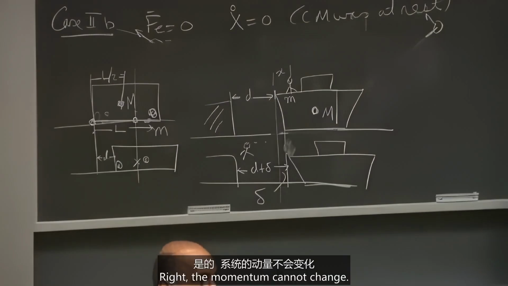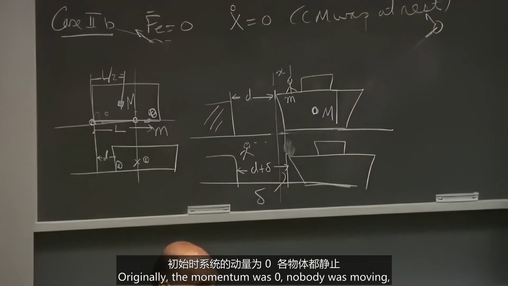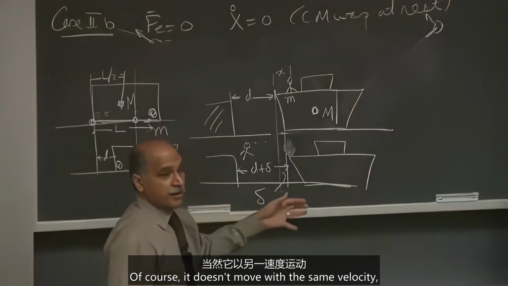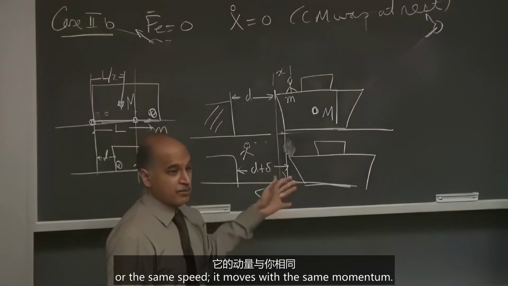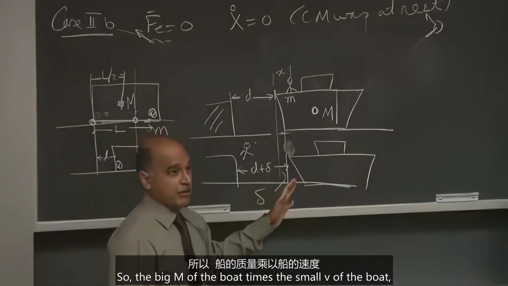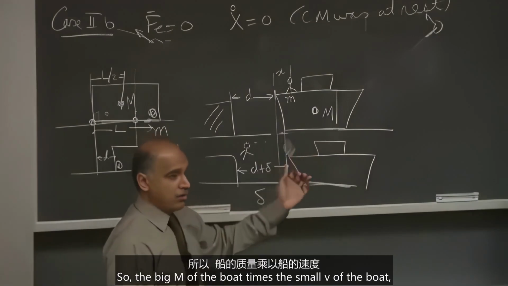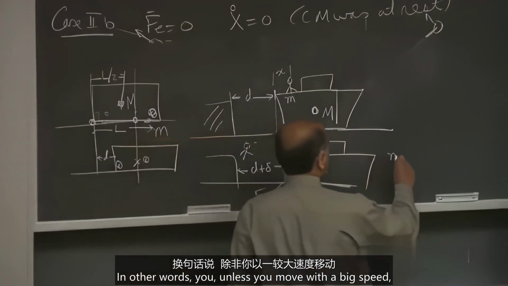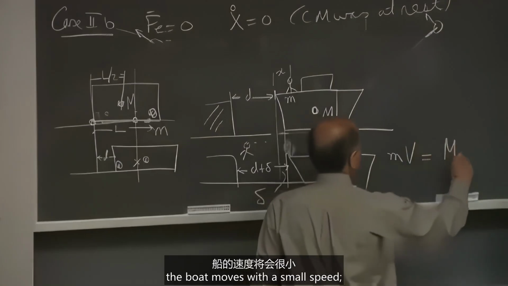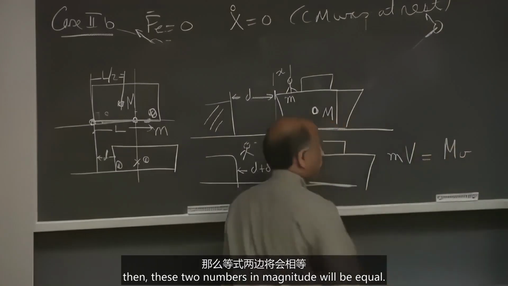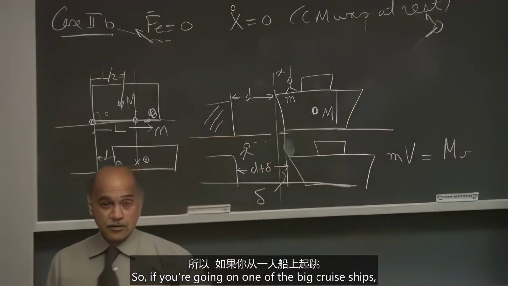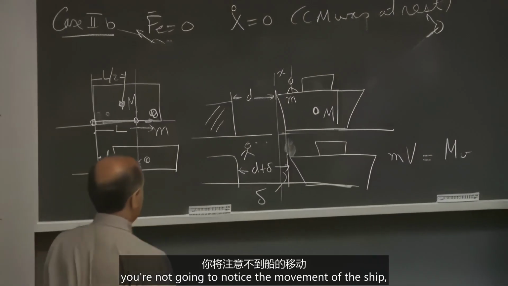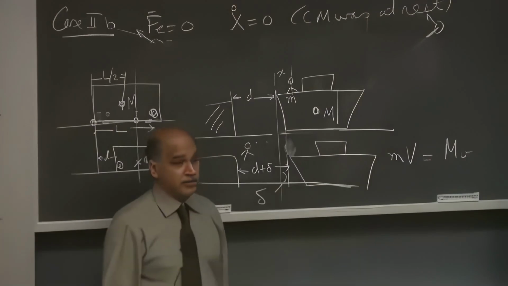Yes? The momentum can't change? Right. Momentum cannot change. Originally, momentum was 0. Nobody was moving. If suddenly you're moving, the boat has to move the other way. Of course, it doesn't move with the same velocity or the same speed. It moves with the same momentum. So the big M of the boat times the small v of the boat will equal your small m times your big V. In other words, you move with a big speed, the boat moves with a small speed, then these two numbers in magnitude will be equal. So if you're on one of the big cruise ships, you jump onto the shore, you're not going to notice the movement of the ship, but technically speaking, it does move the other way.